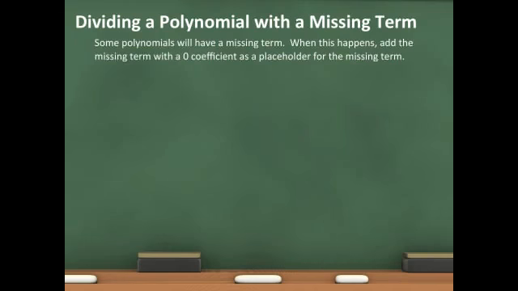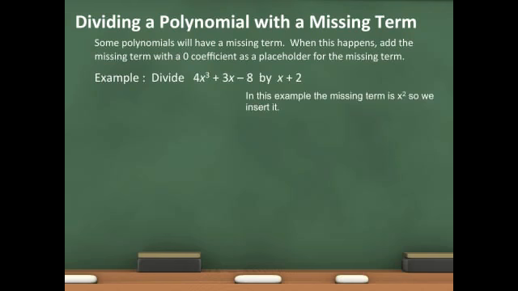In some polynomials, there will be a missing term. When this happens, add the missing term with a 0 coefficient as a placeholder for the missing term. Let's look at an example. Divide 4x to the third power plus 3x minus 8 by x plus 2. Notice in this example, the x squared term is missing. We can add this term to the polynomial as 0x squared.